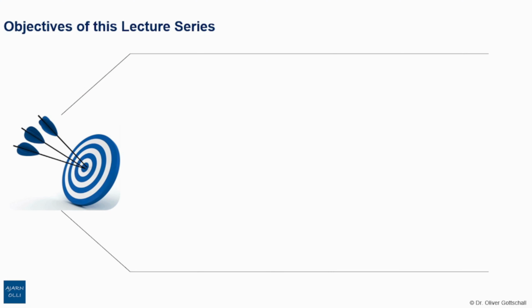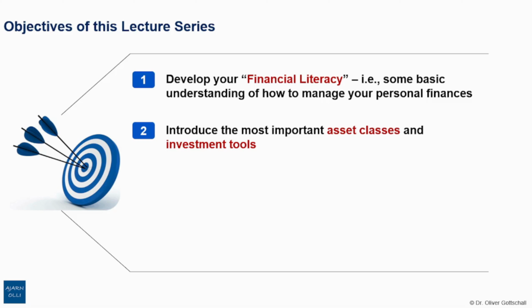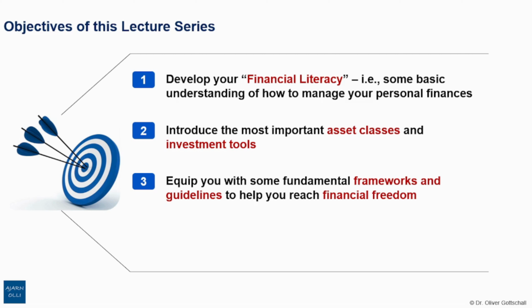So let me start by talking a bit about what the objectives of this course are. Basically, I have 3 objectives for teaching this class. The first objective is to help you develop your financial literacy. And financial literacy I define as the basic understanding of how to manage your personal finances. The second objective is to introduce the most important asset classes and what these asset classes can do for you as part of your investment strategy, and also introduce some basic investment tools. The third objective is to equip you with some fundamental frameworks and guidelines that help you reach your financial freedom.